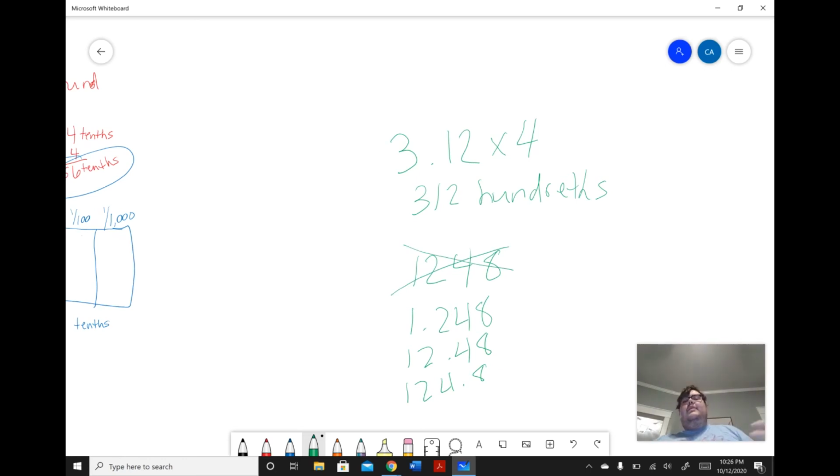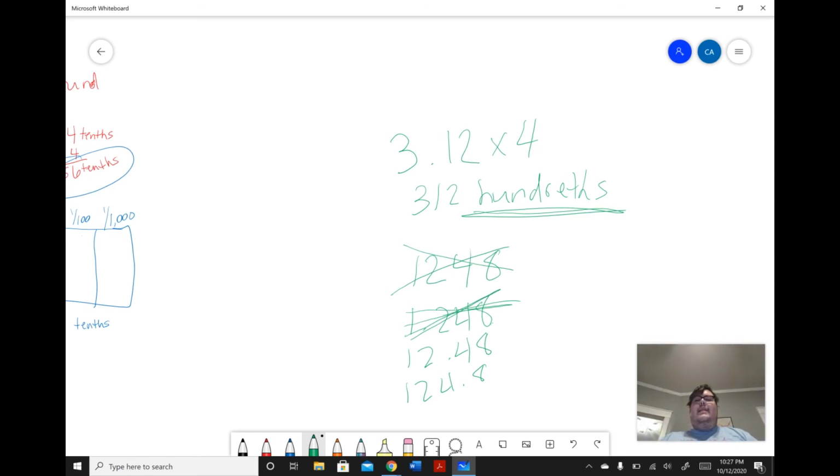Okay, so now let's look at 1 and 248 thousandths. Well, this is in the hundredths place, right? We know that we had 312 hundredths. So does it make sense for us to make it even smaller by going into the thousandths place? No, not at all. That doesn't make any sense, because we're not dividing, we're multiplying, so our number is going to get larger.